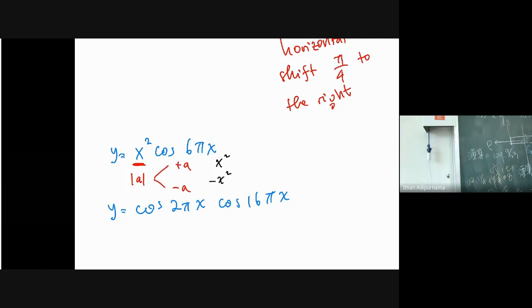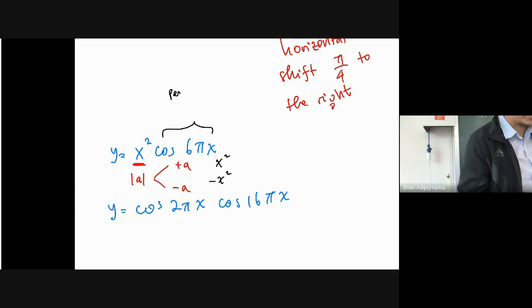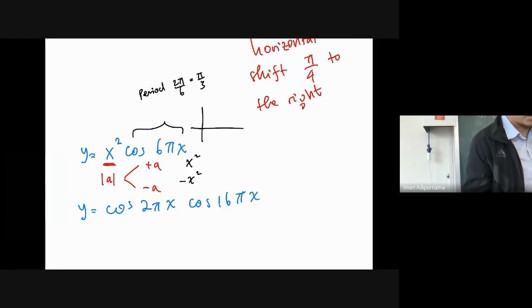The other thing you can think, maybe you can just cover this x squared first. You can hide this x squared and think only the cos 6 pi. So for cos 6 pi, you get the period first. Okay, the period is 2 pi over 6. It's just pi over 3. So you will imagine your cos. Okay, your cos will be like this, right? This is your original cos.